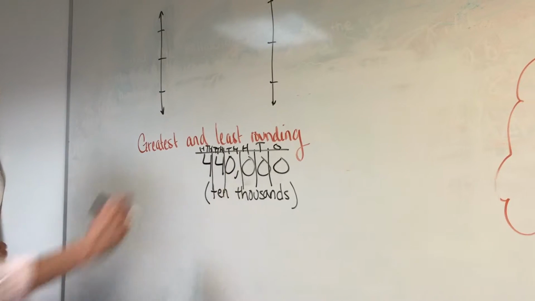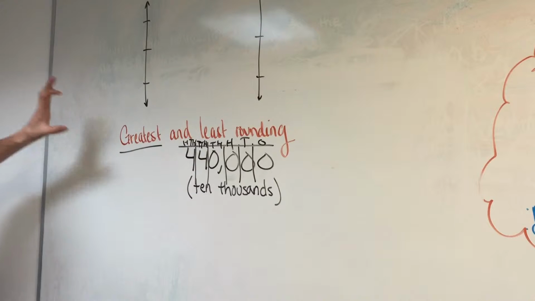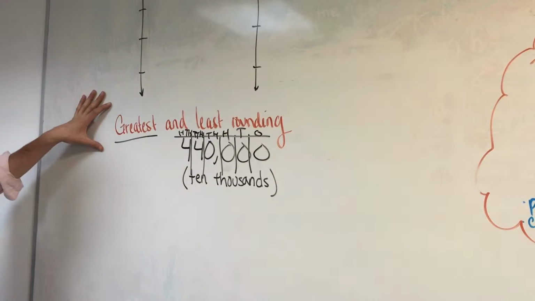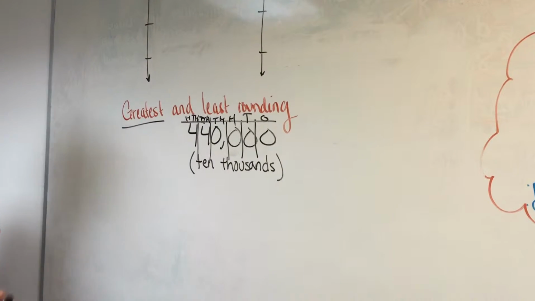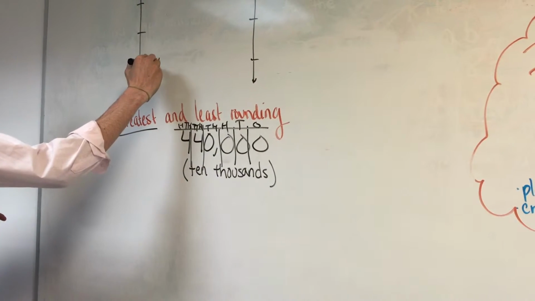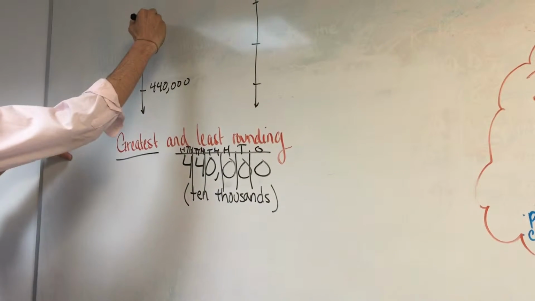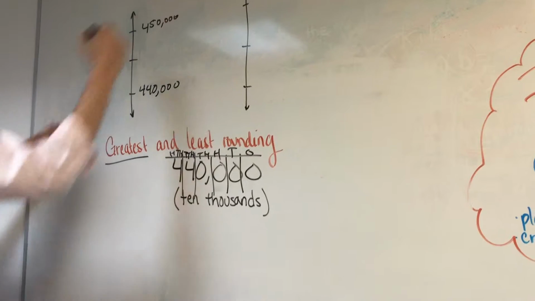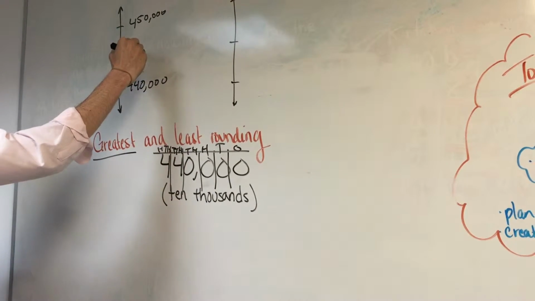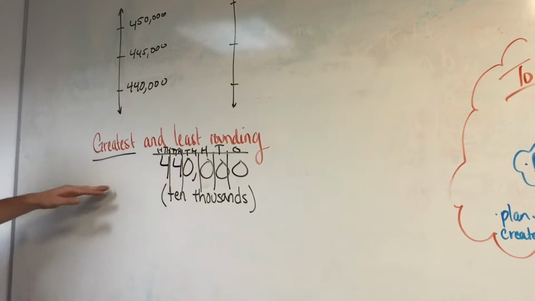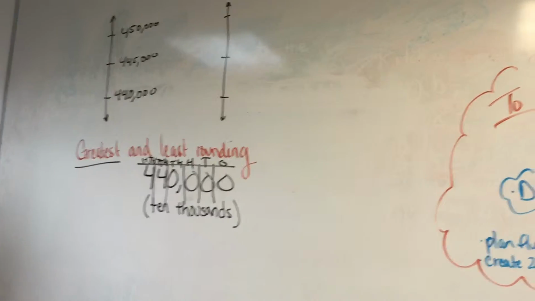So I have the number 440,000. I'm going to start with the greatest number. So I'm thinking of the greatest number that rounds to 440,000, thinking about my 10,000s. So if I have 440,000 down here, I know that 10,000 above is 450,000. I now know my midpoint is right in the middle of 440 and 450, which is 445,000.